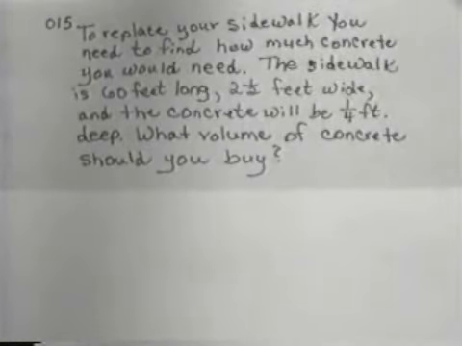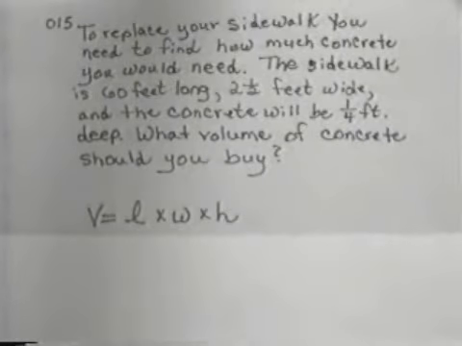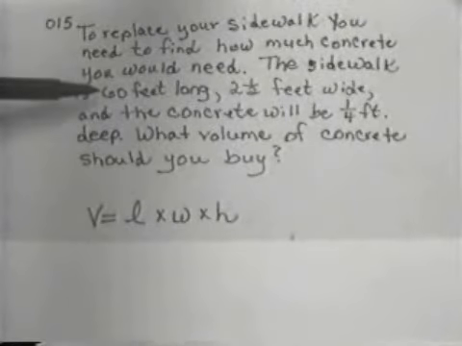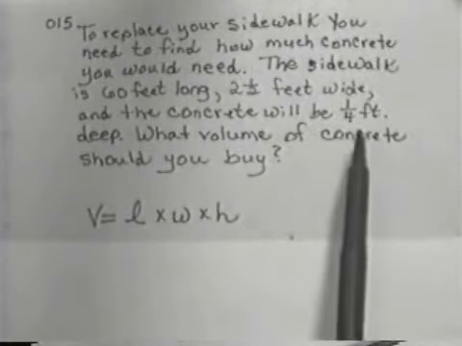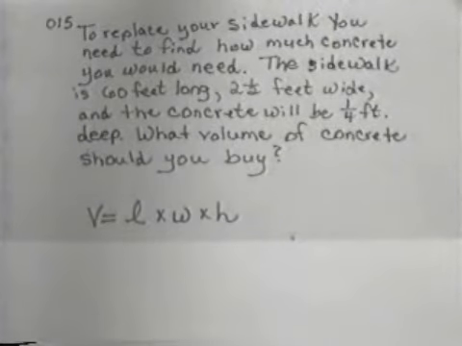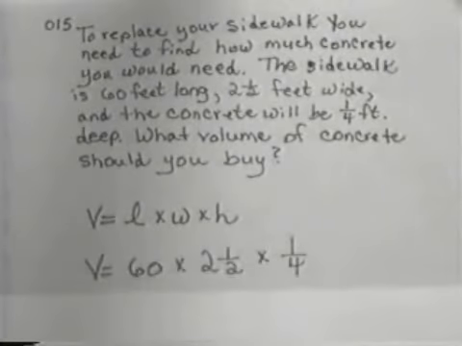So we're going to use our formula, length times width times height. So our length is going to be 60 feet, our width is going to be 2.5 feet, and our height will be the depth of the concrete. So let's fill those in. 60 times 2.5 times 1/4. And so now it's just a matter of multiplying.